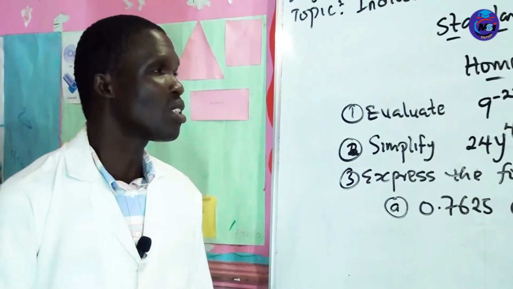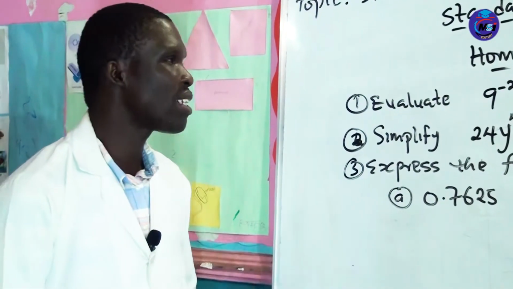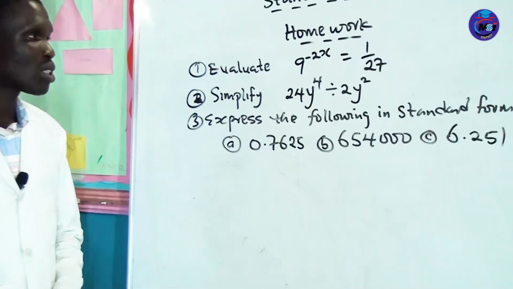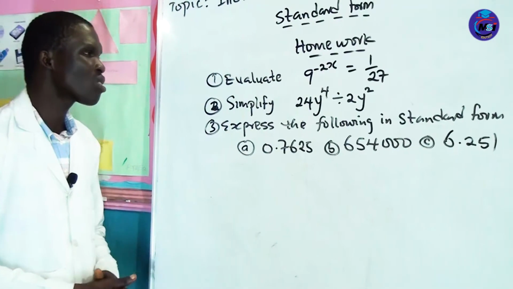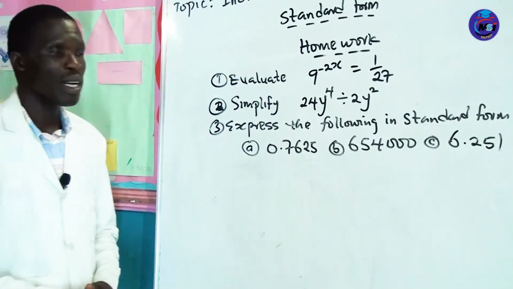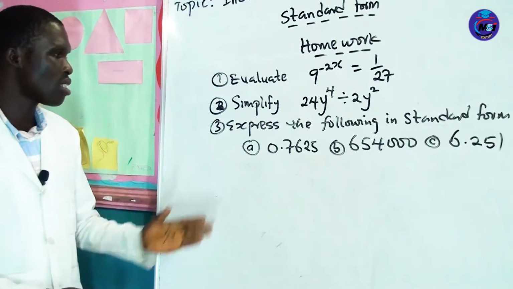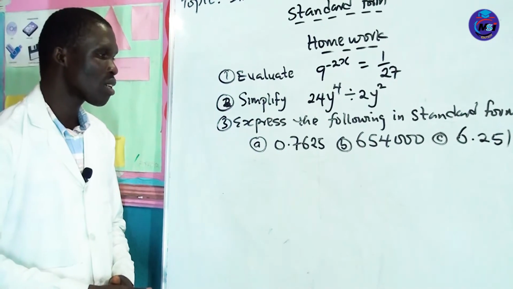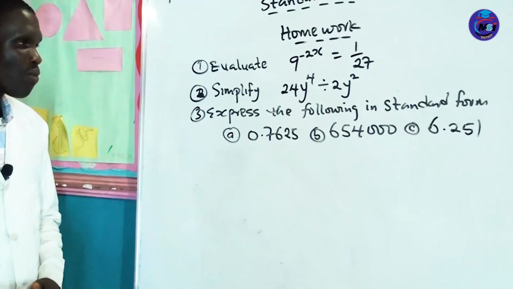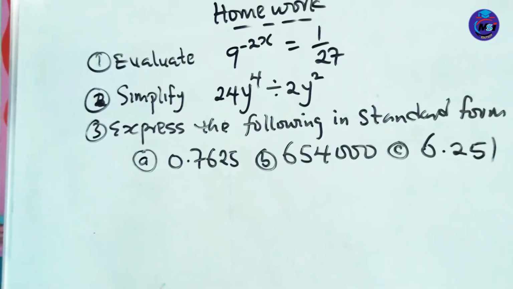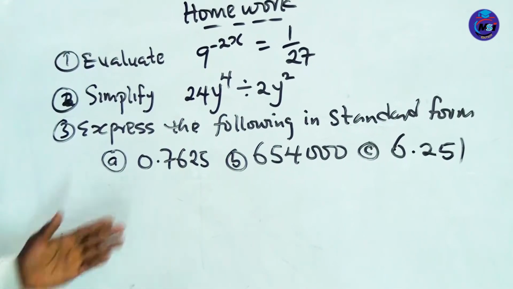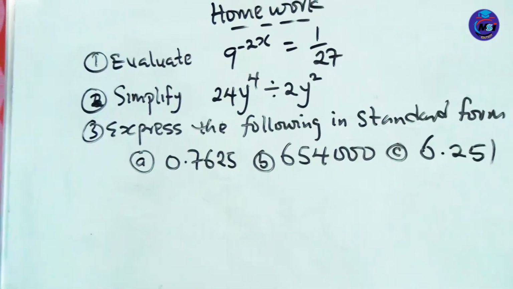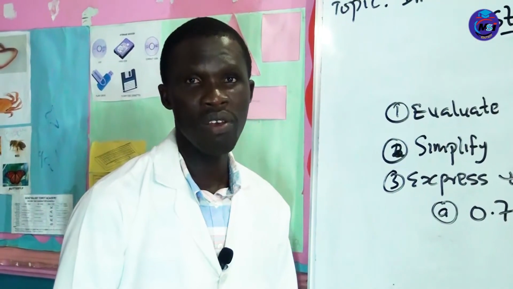Okay class, this is homework for you. Number 1, evaluate 9 raised to the power minus 2x equals 1 all over 27. Number 2, simplify 24y raised to the power 4 divided by 2y raised to the power 2. Then number 3, express the following in standard form. We have A is 0.7625, B 654,000, C 6.251. You can also add the C part that I left for you to your own work.